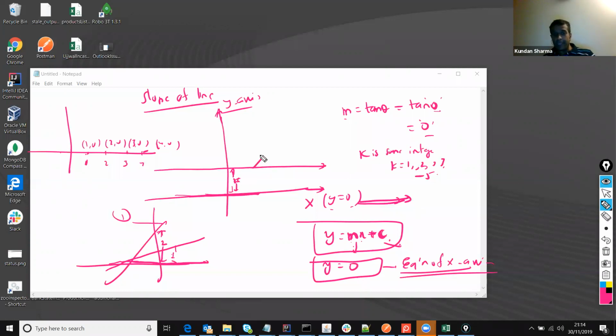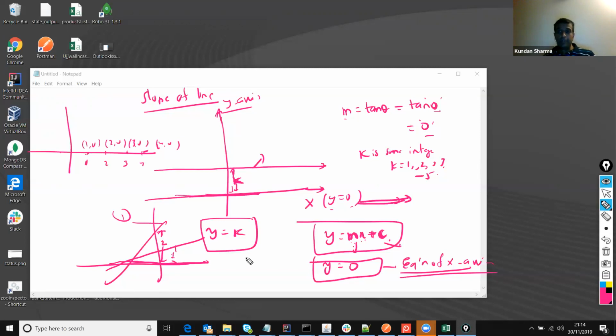What is the slope of this line? Because this is a line which is parallel to the x-axis, how much is the angle made by this line with the x-axis? 0 degrees. So its slope will also be 0. What is the intercept made by the line on y-axis? K. So the equation will become y is equal to 0 times x plus k, so y is equal to k. So this becomes the equation of a line which is parallel to the x-axis.